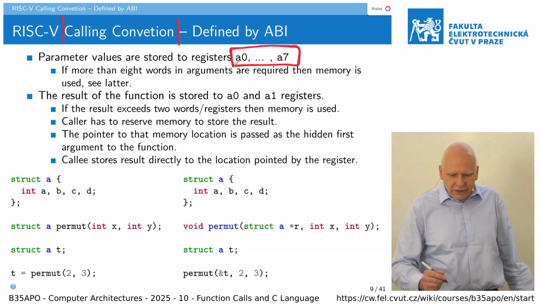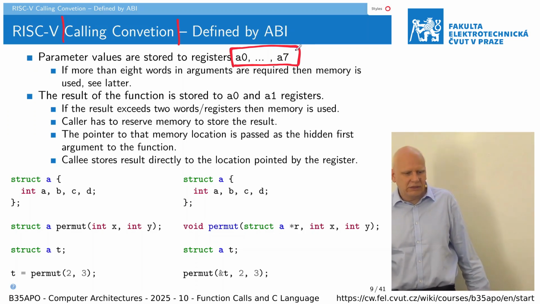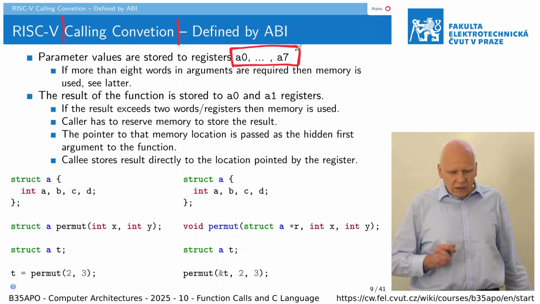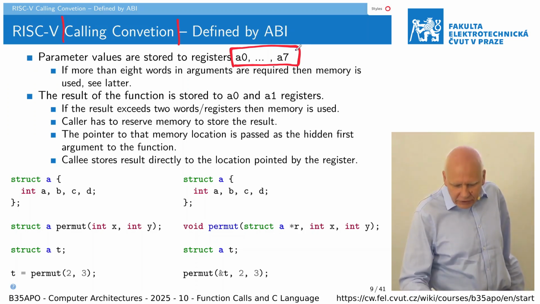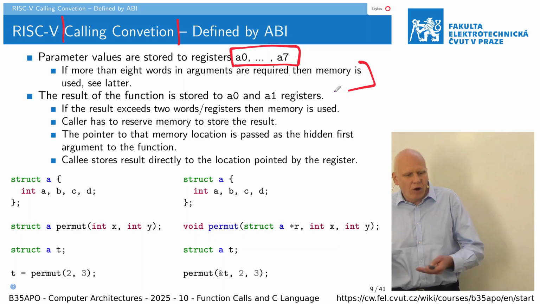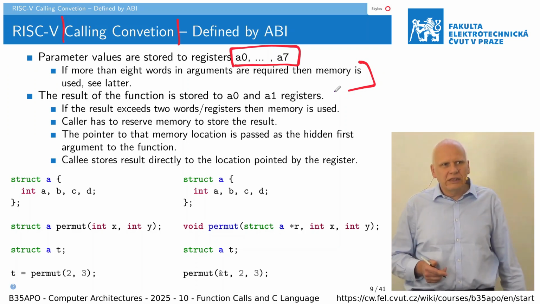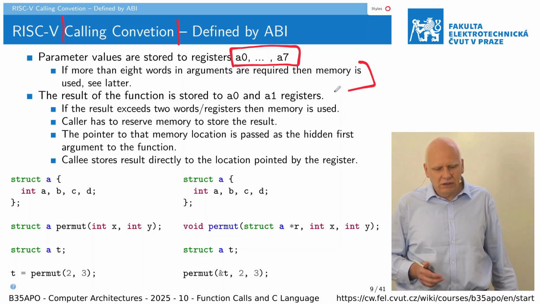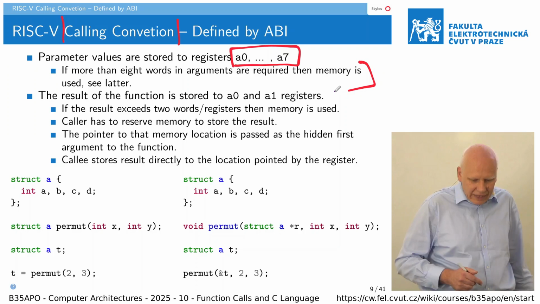So those 8 registers can be used for up to 8 arguments, which are passed to the function. If the function is expecting more than 8 arguments, or some of them are large structures and so on, then those additional arguments are passed over the memory. So there are some rules for how to pass them over the stack.